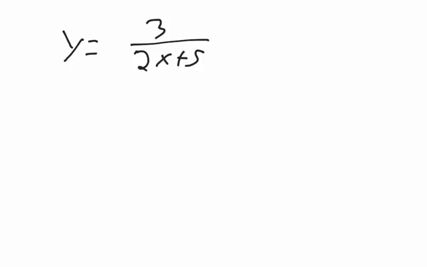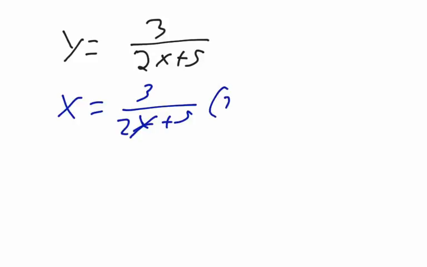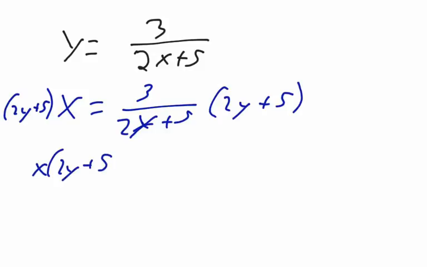We're going to get y equals 3 over 2x plus 5. So x equals 3 over 2y plus 5. Remember, we're switching x and y because the inverse is going to undo things, which means it brings y back to x. So I'm going to multiply both sides by 2y plus 5. And we get x times 2y plus 5 equals 3.